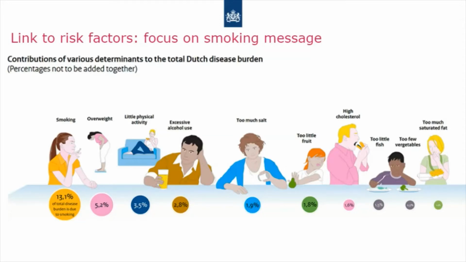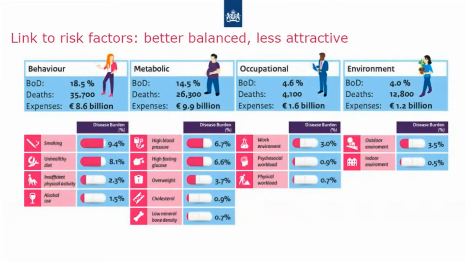If we had an updated version, it would be a bit more balanced, because now we have, for example, clustered the risk factors according to behavioral, metabolic, occupational, and environmental risks. And we were able to look at unhealthy lifestyles.